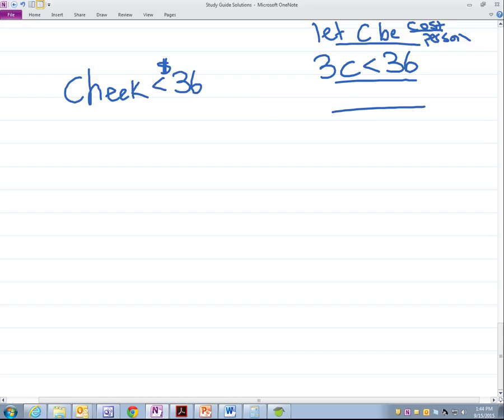And then we have to solve. So I have 3C is less than 36, divided by 3. So it's going to cost less than $12 each person.